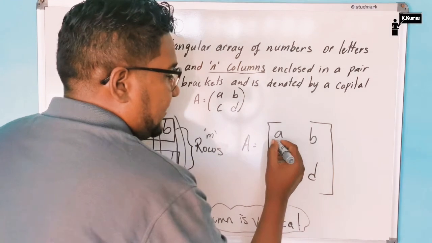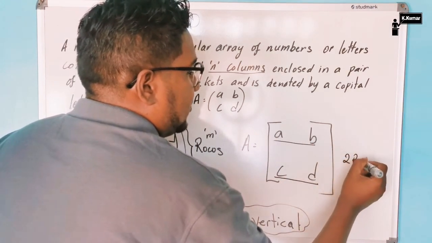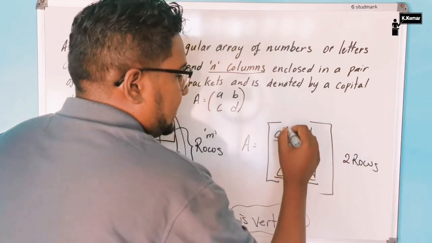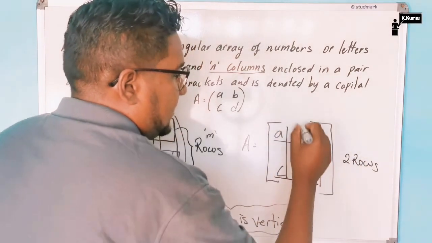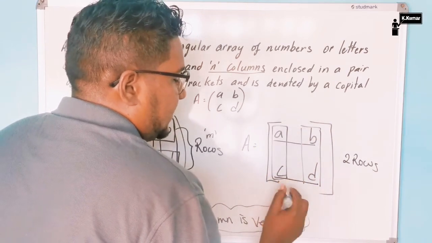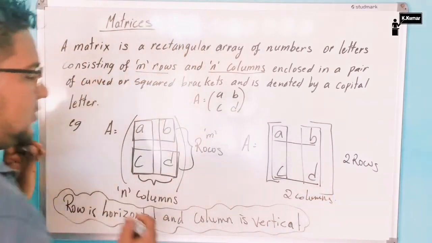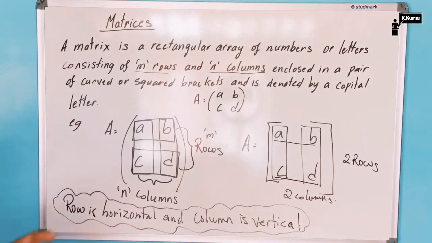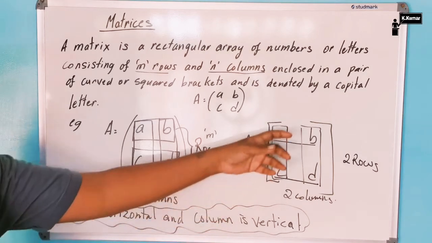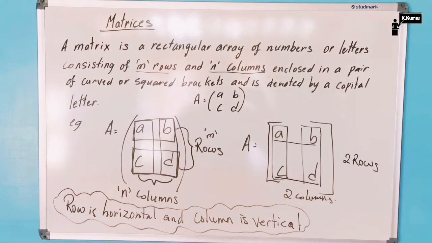So let me just mark it off here. So these are the rows. So you have 2 rows, and these are the columns, right? So you have 2 columns as well here. So you should be able to identify or say what is a row, what is a column, and identify how many rows and how many columns each matrix is made up of.